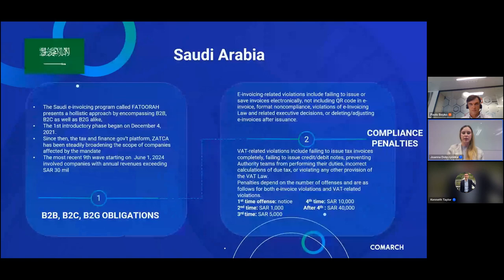The next one we have is Saudi Arabia. In Saudi Arabia, the Fatoorah invoicing program has been continuously expanding its scope since December 2021, with penalties for various invoicing and VAT-related violations. Penalties there depend on the number of offenses, and can be served on those who fail to comply with the regulations set by the Tax and Finance Ministry. The range of financial penalties is between 1,000 and 40,000 Saudi riyal, and it depends on the number of times of not complying with invoicing rules.